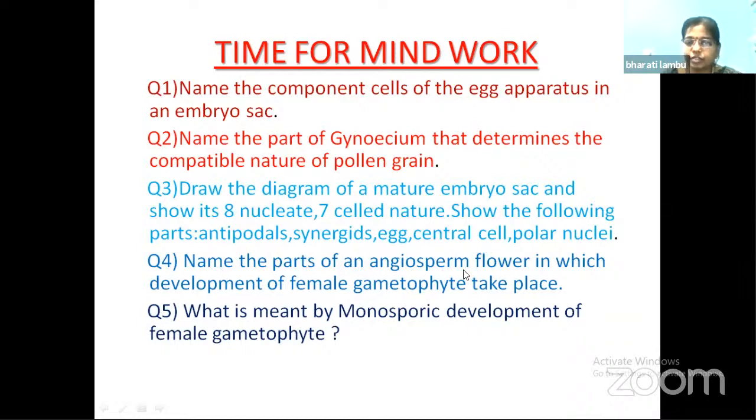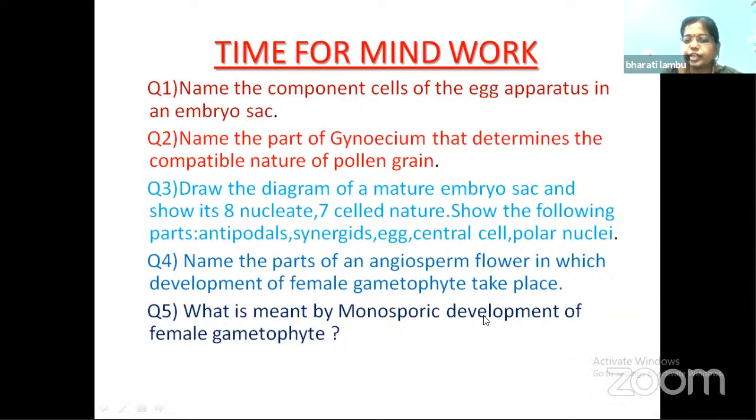Name the part of the angiosperm flower in which development of the female gametophyte takes place. What is the part of the flower where the female gametophyte is present? It is nothing but the ovule. Inside the ovule, the embryo sac is present. Inside the embryo sac, the egg is present. So where is this ovule present? In the ovary.